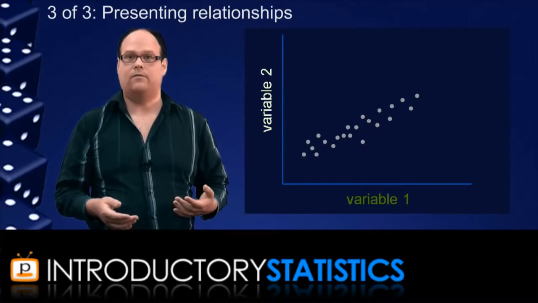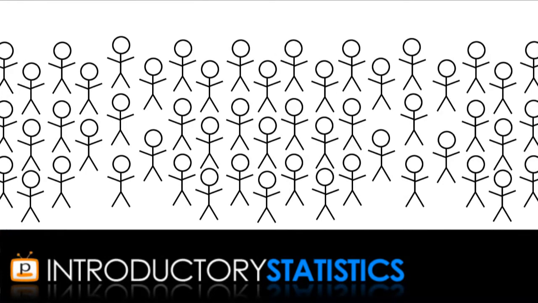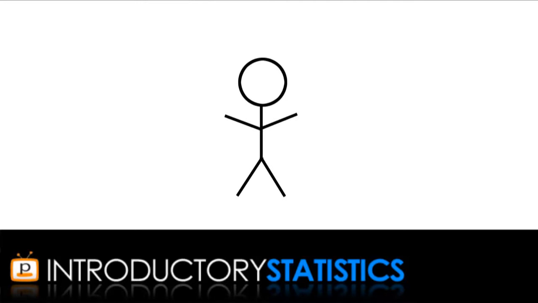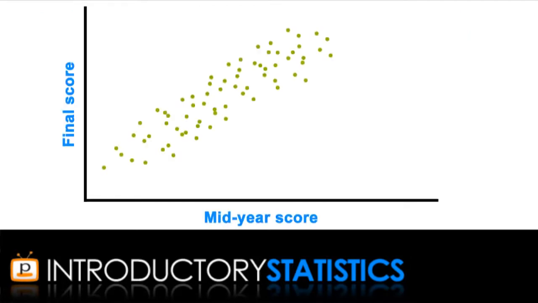So let's take an example. Say you're looking at a year of 100 school students and you want to see if there is a relationship between the score each student got in the mid-year exam and the score they got in their final exam at the end of the year. So for each of the 100 students you have two numerical data values, a mid-year score and a final year score. And these 100 pairs correspond to 100 points on the scatter plot, like this.